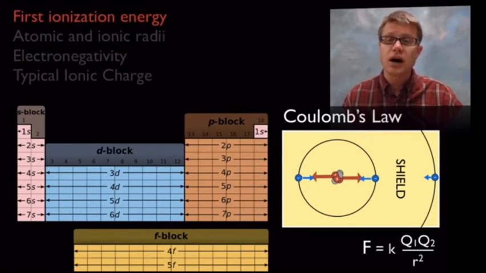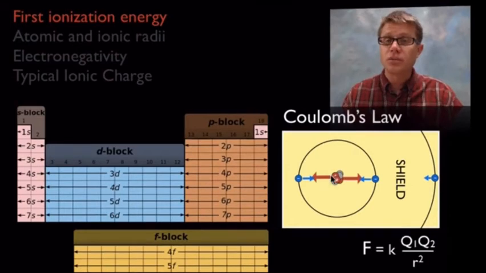What's going to happen to the ionization energy? Well, let's look at Coulomb's law. Ionization energy is the energy required to pull one of these electrons away. And so as we increase the size of atoms, we're going to increase the number of protons, and so we're going to make it harder for you to pull an electron away. And so as we move across the periodic table, we're going to see an increase in ionization energy.